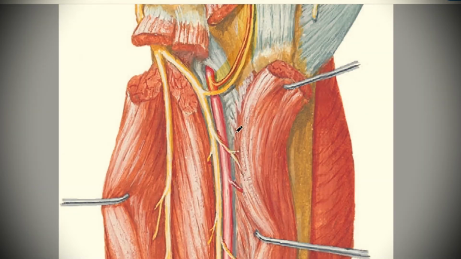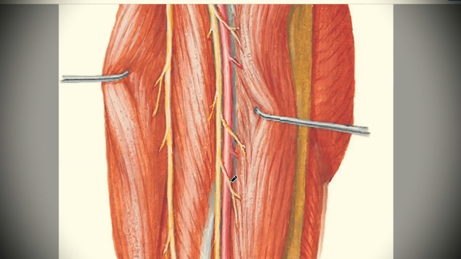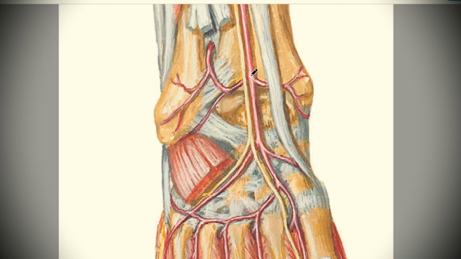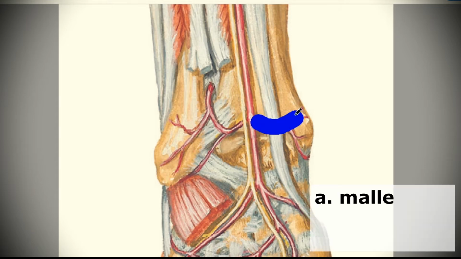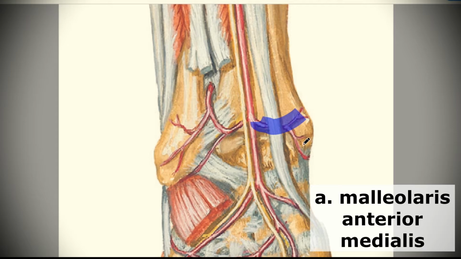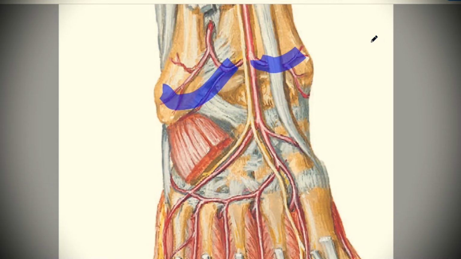After arteria tibialis anterior gives these recurrent arteries, it lies on the anterior surface of the membrane, goes down between the anterior group of muscles of the leg, supplies them, and on the level of articulatio talocruralis, as you can see, it gives 2 more branches to malleolus medialis and to malleolus lateralis. This will be ramus malleolaris anterior medialis. This will be ramus malleolaris anterior lateralis. Then arteria tibialis anterior crosses articulatio talocruralis and becomes arteria dorsalis pedis.